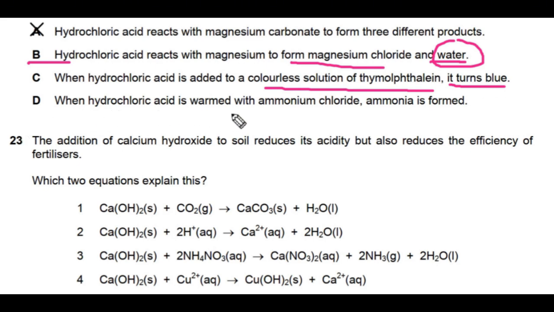D, when hydrochloric acid is warmed with ammonium chloride, ammonia gas is produced. No, not with hydrochloric acid; when an alkali is added, then ammonia gas is produced. So A is the right answer.